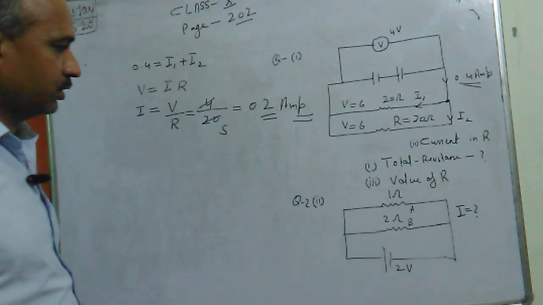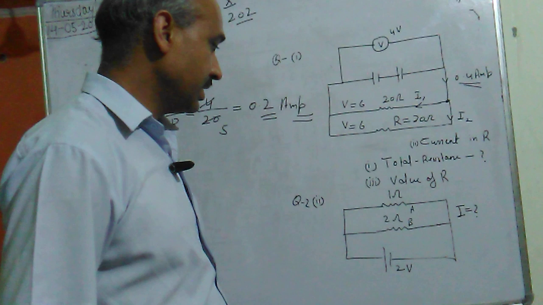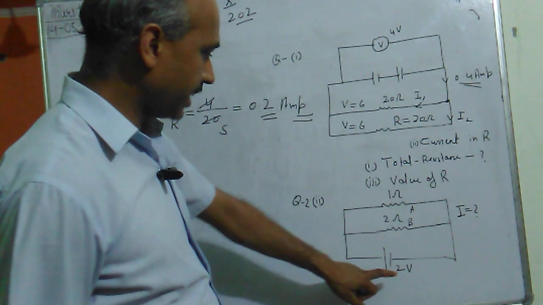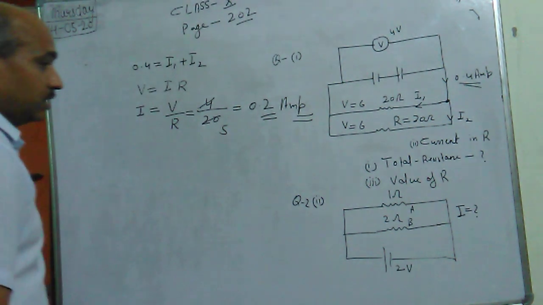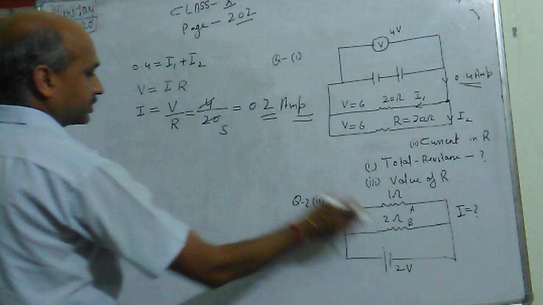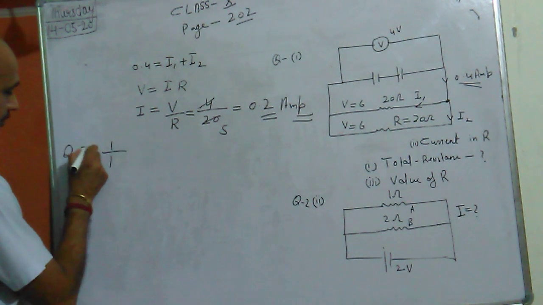Now coming to question number 2. In question number 2, what we have to calculate? We have to calculate the value of I, and the potential of the battery is 2 volt. So let us find out the equivalent resistance first.